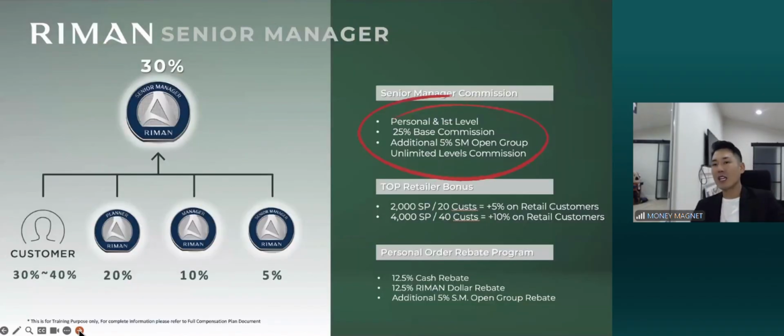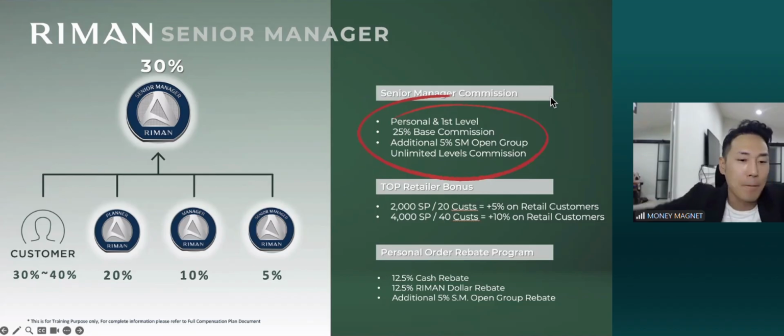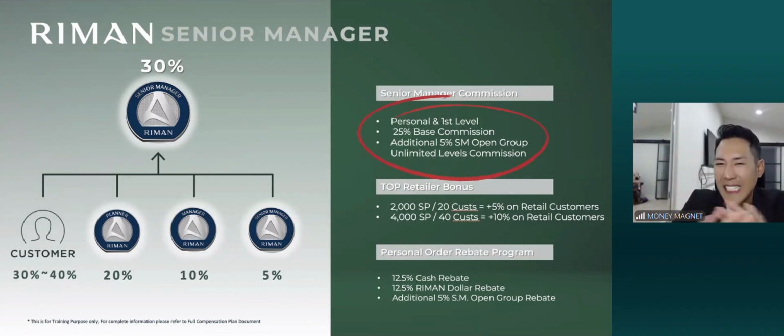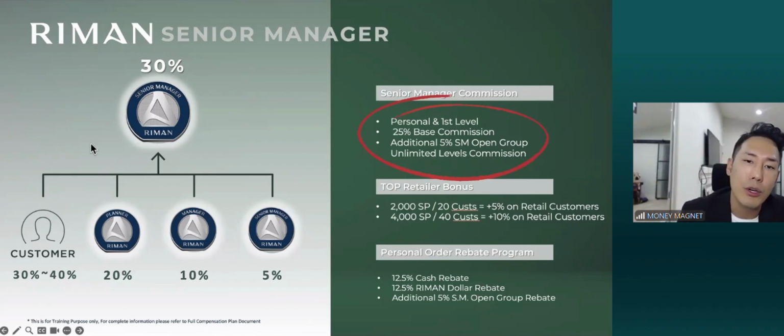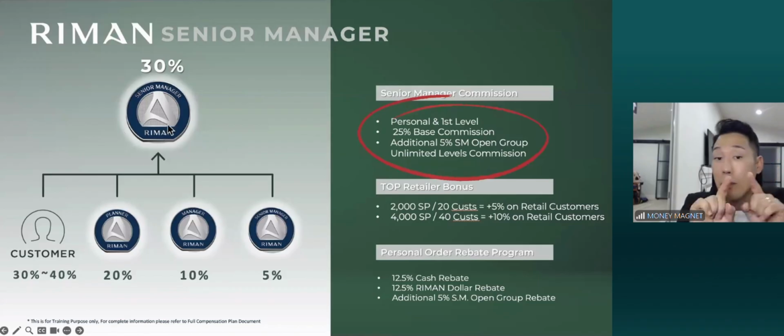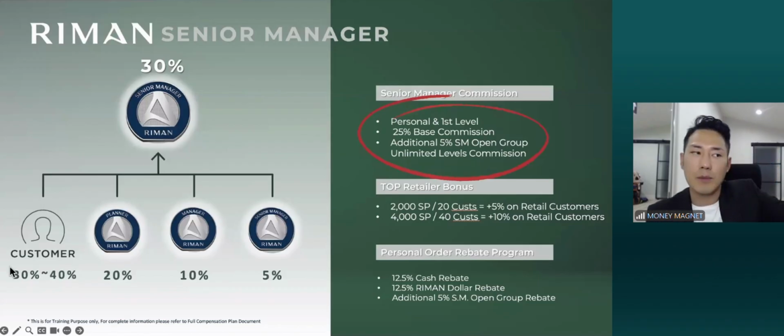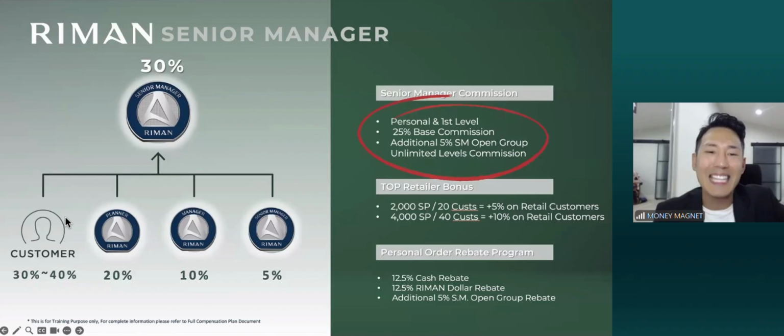All right. Now, as senior manager, pretty much you're getting the manager pay as well because you get the personal and first level pay. And here you get 25% base commission with an additional 5% SM open group. I know this sounds confusing, right? But I'm going to break it down in the easiest terms, okay? So senior manager, let's take a look at this 30% right here. A senior manager, direct to the customer, not a downline, direct to the customer. Anything I buy or sell is going to be 30 to 40%, right?